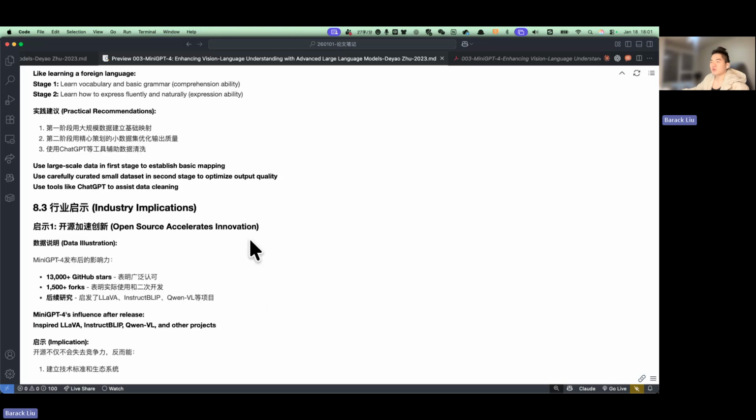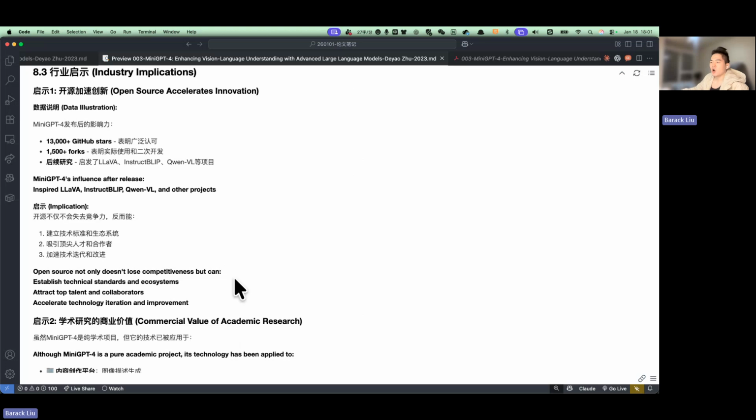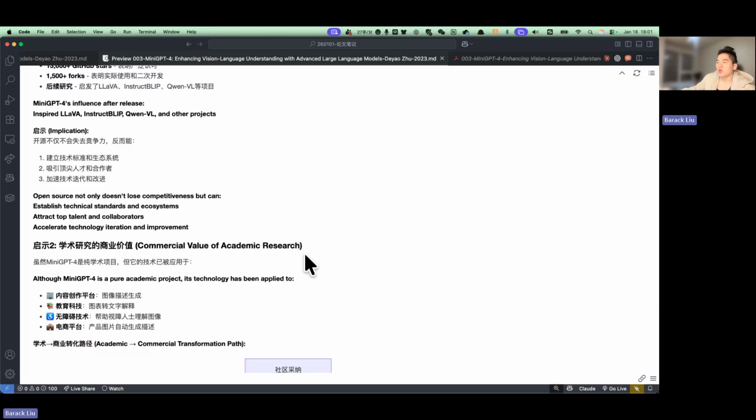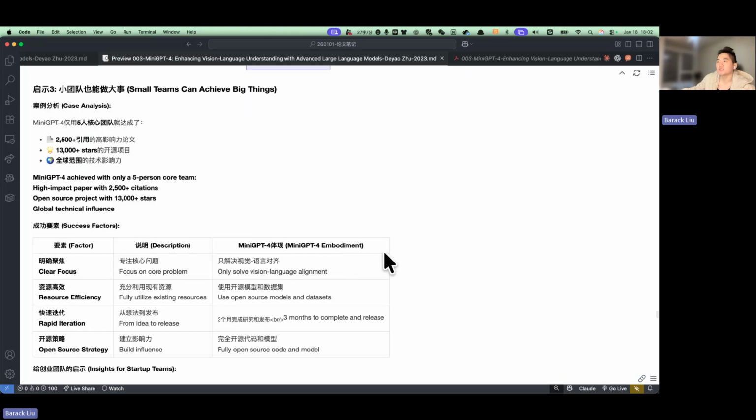Industry implementation: open source accelerates innovation. MiniGPT-4's influence after release inspired LLaVA, InstructBLIP, Qianwen VL, and other projects. Open source not only doesn't lose competitiveness, but can establish technical standards and ecosystem, attract top talent and collaboration, accelerate technology iteration and improvements. Insight 3: commercial value of academic research. Although MiniGPT-4 is a pure academic project, its technology has been applied to a lot of different aspects.